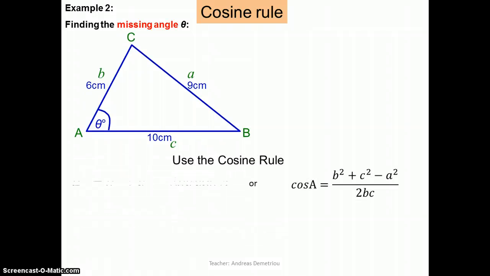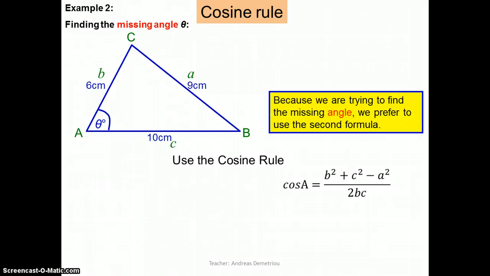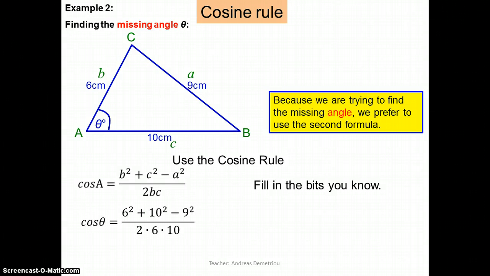Again, you label the sides. We prefer the second formula now because the angle is the unknown. Again, you fill the bits in the formula, and remember at the end you need to press Shift Cos to find the answer.